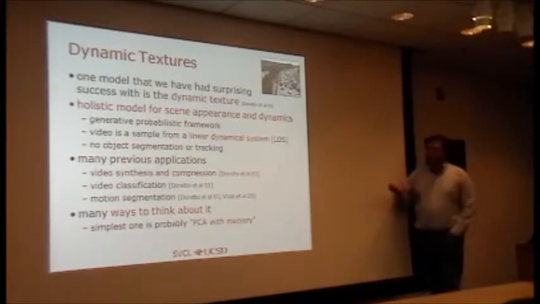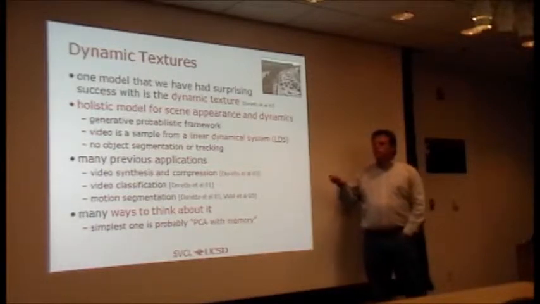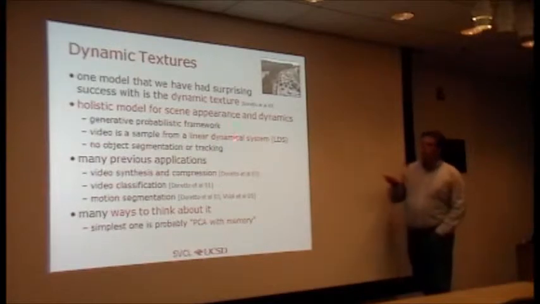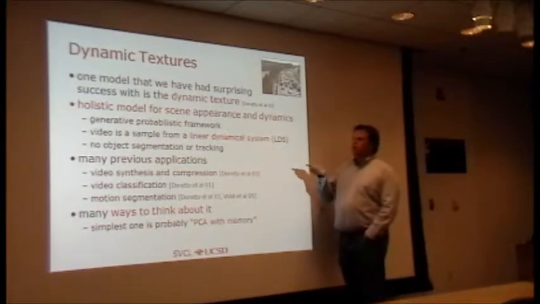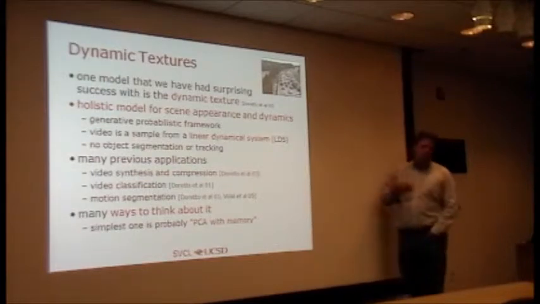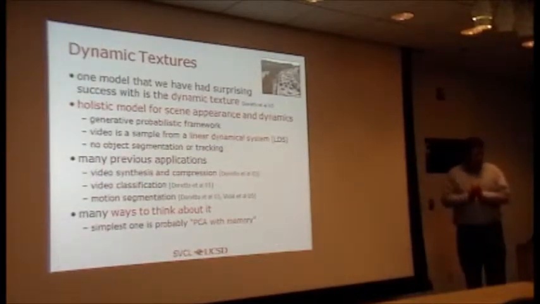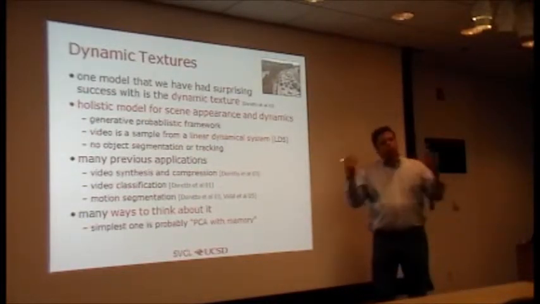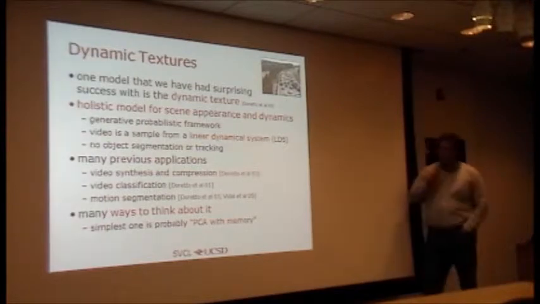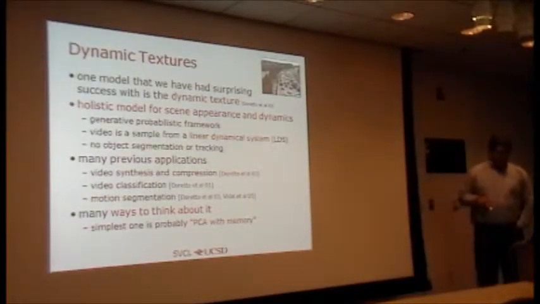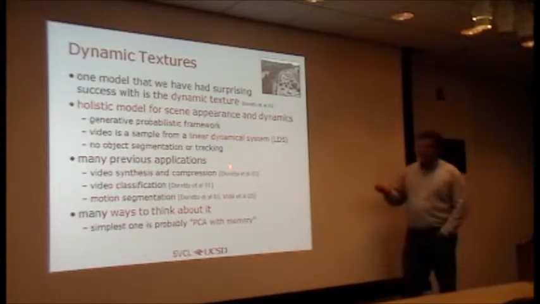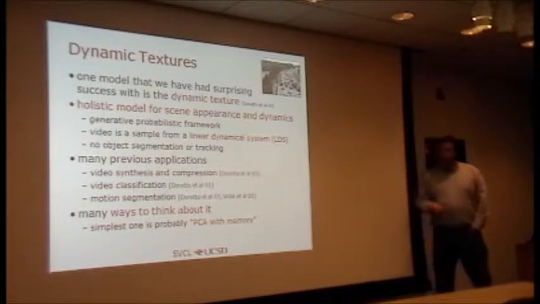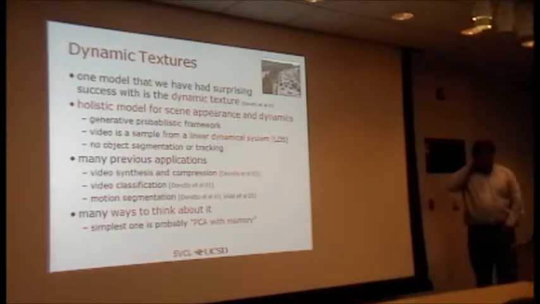It's a generative model. It basically says that video is a sample from a linear dynamic system, and the property that attracts us is that it's really a global model. There's no object segmentation or tracking involved. It captures the global properties of moving textures and things like that, which is why it's called a dynamic texture. Stefano and his students had already shown that it can be applied to a number of things, so we were certainly not the first to use this model.